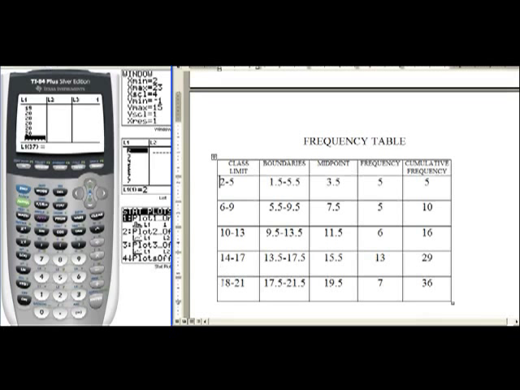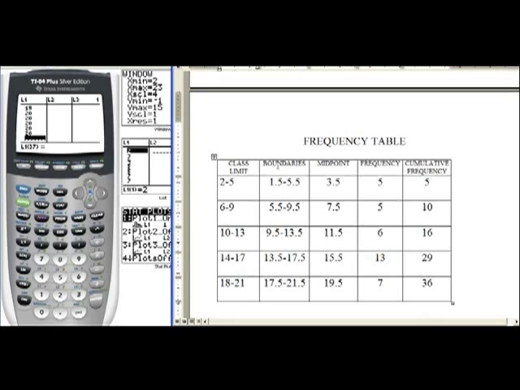14 plus 4, 18. Now, the second one, the upper class limit, is going to be 1 integer less than your next line's lower class limit. So since this is 6, this is going to be 5. Since this is 10, this is going to be 9. Since this is 14, this is going to be 13. So 2 to 5, 6 to 9, 10 to 13, 14 to 17, 18 to 21. As you see, the class limits do not have overlaps.